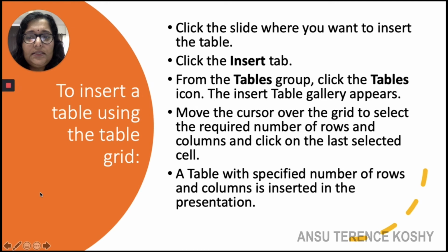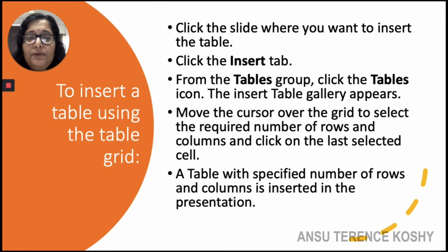To insert a table using the table grid, click the slide where you want to insert the table. Click the Insert tab. From the Tables group, click the Tables icon. The Insert Table gallery appears. Move the cursor over the grid to select the required number of rows and columns and click on the last selected cell. A table with specified number of rows and columns is inserted in the presentation.